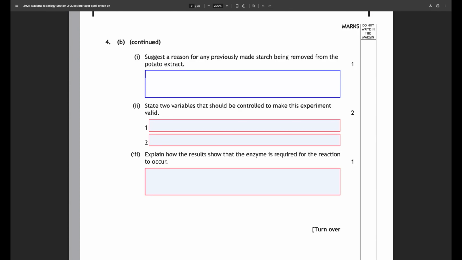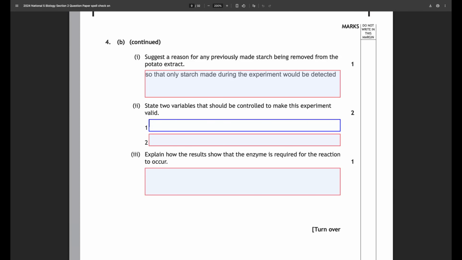Okay, 4B part 1, suggest a reason for any previously made starch being removed from the potato extract. So we want to focus on starch being made during the experiment, okay? So that means that we've got to remove the starch so that only starch made during the experiment would be detected. We do not want starch that was made before the experiment contaminating our results or mixing up our results, okay? We have to prove that the starch was actually made during the experiment and not before.